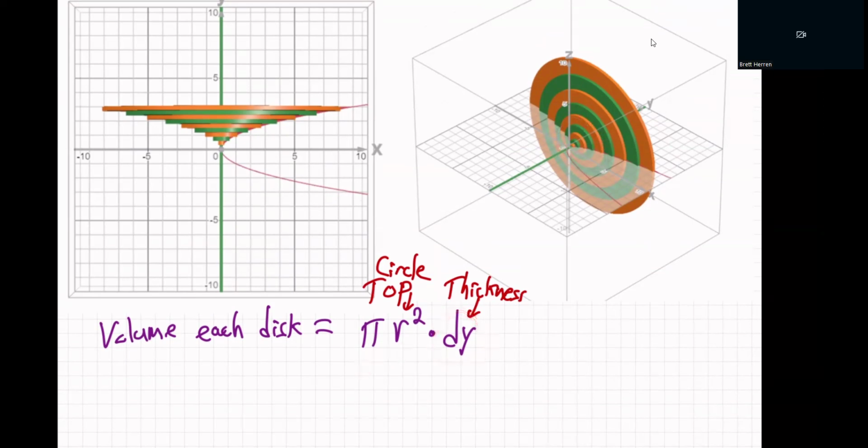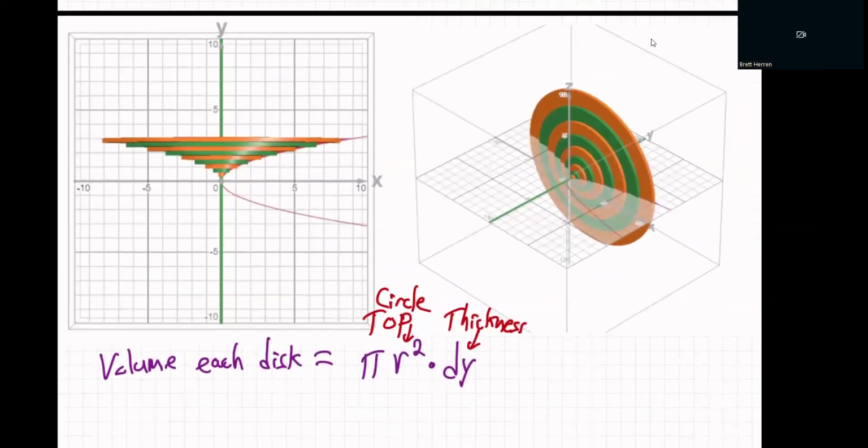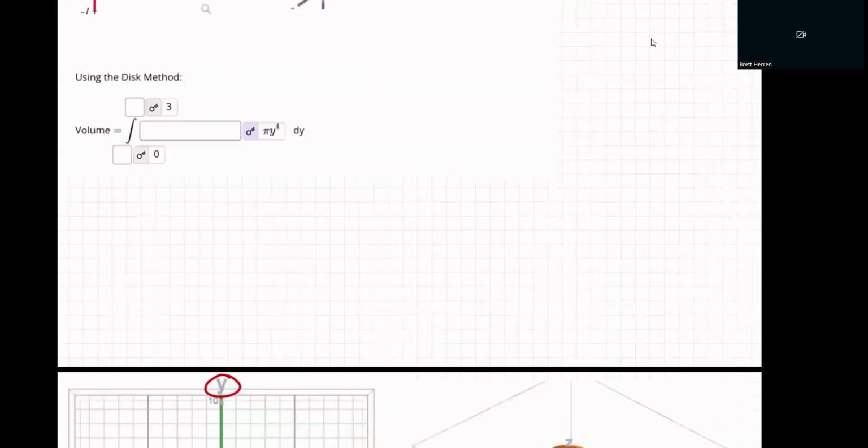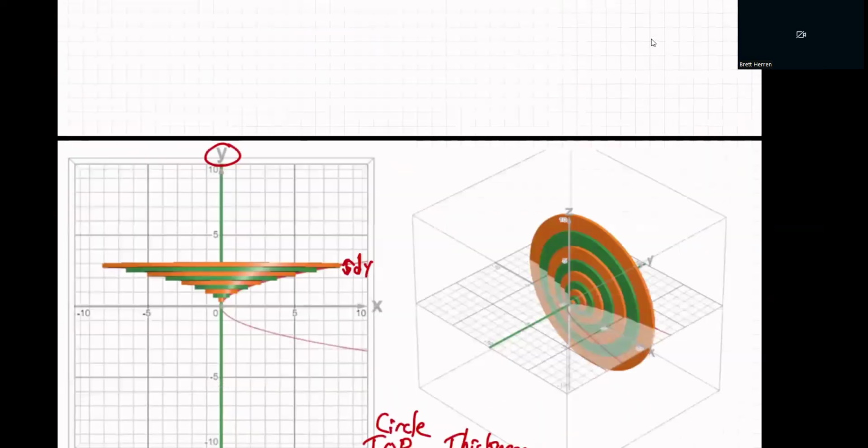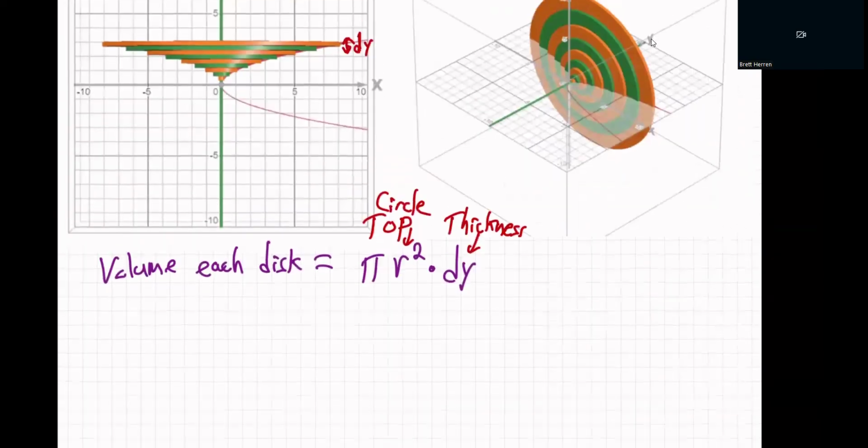Why? Well, you can see it right here most easily. See how this is the y-axis and the thickness of each layer is dy, in the dy direction. So there we go. Plus, they told us dy right there. So we knew it was coming. So that's the volume of each disk.